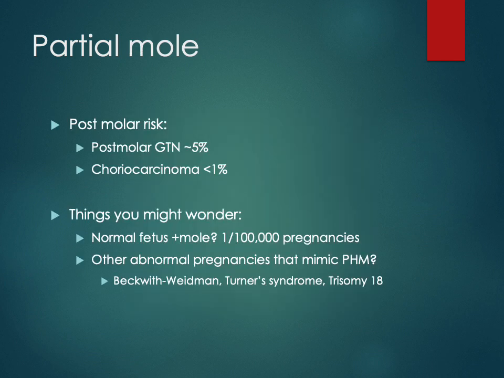The postmolar risk is much lower. It's only about 5%. We said for a complete mole it was 15 to 20%. The risk of choriocarcinoma is less than 1%. A couple of things you might wonder. So can you have a twin with a normal fetus and a mole? You can. It's about 1 in 100,000 pregnancies, so very rare. And then what other abnormal pregnancies mimic a partial mole? Beckwith-Wiedemann syndrome, Turner syndrome, trisomy 18 are just a few that can.